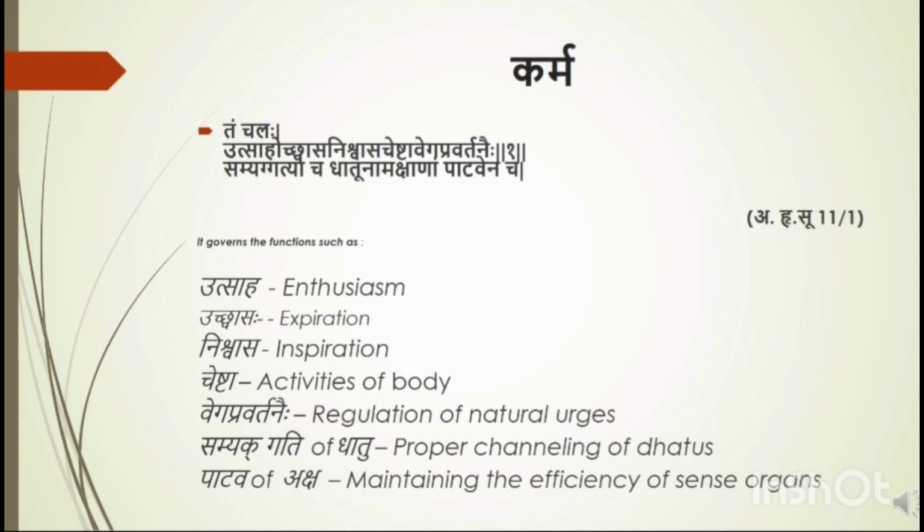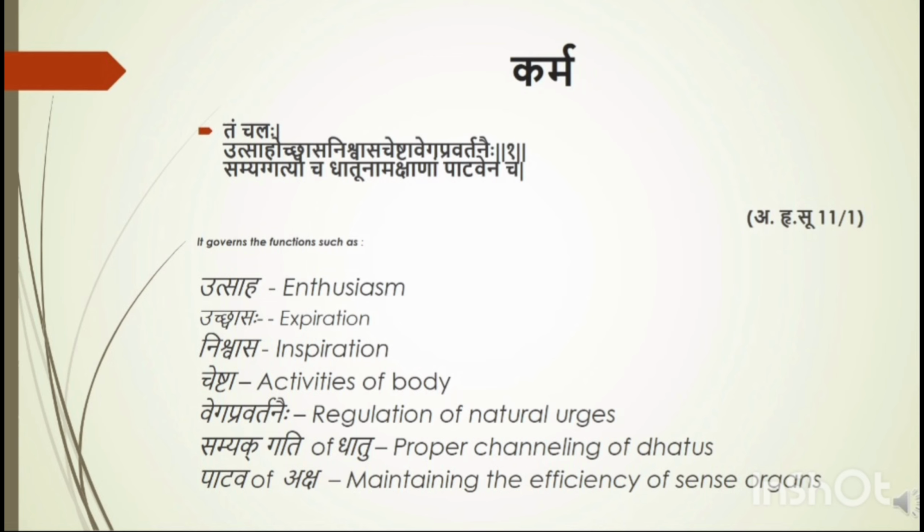We will go one by one. Utsaha means enthusiasm. So it governs the function of utsaha. Uchvasa means expiration, nishvasa means inspiration. Cheshta includes the activities of our body. Vega pravartana includes the regulation of our vega, that is natural urges. It also maintains the samyak gati of dhatus, that means proper channeling of our dhatus. The last one is padava of aksha, that means it also maintains the efficiency of our sense organs.